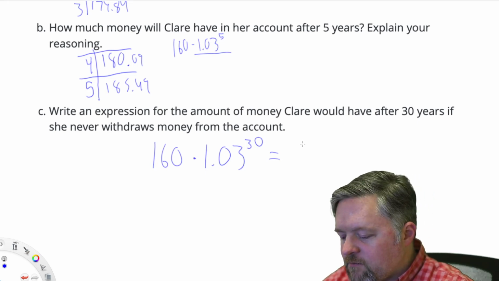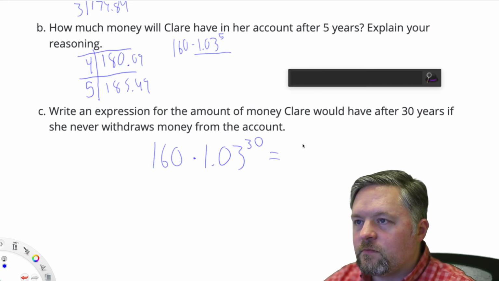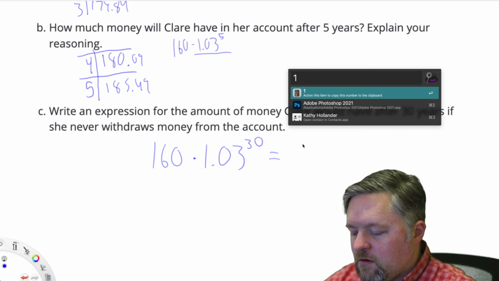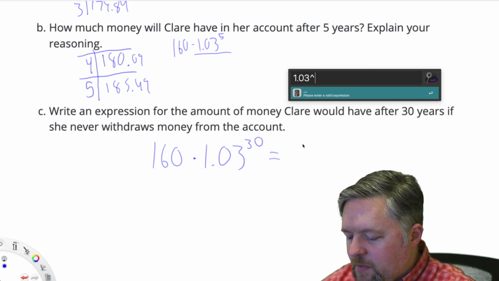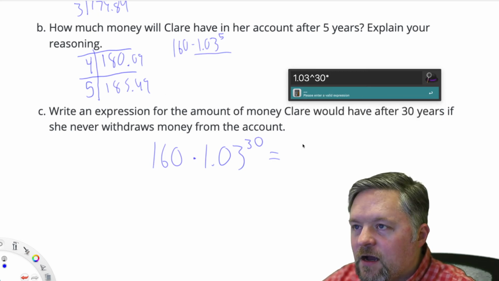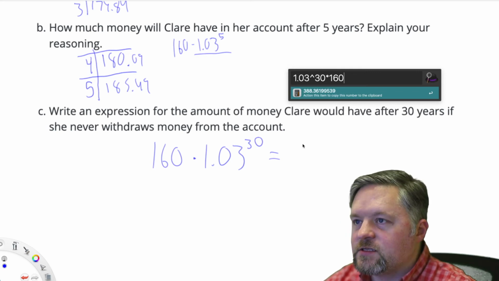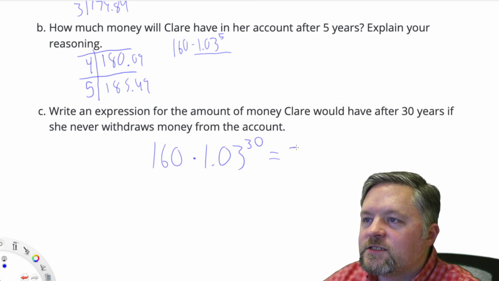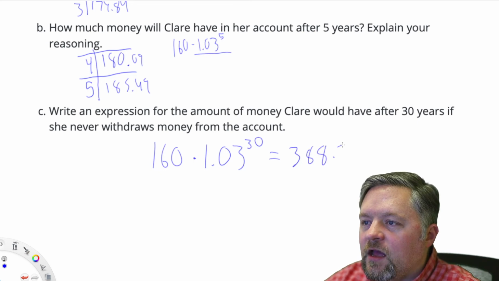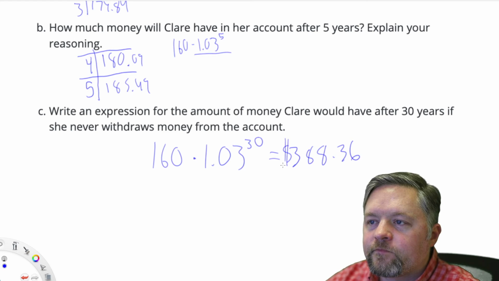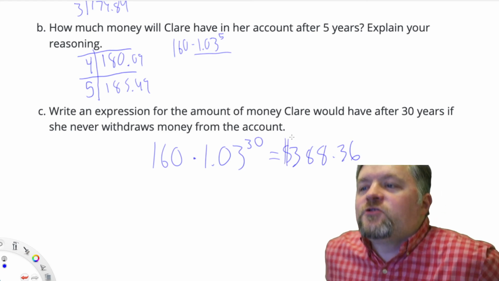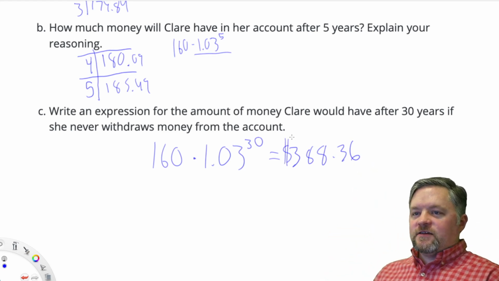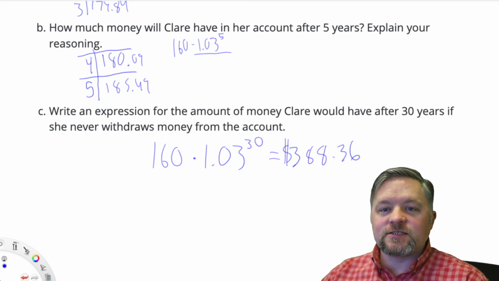Did I type that in wrong? 1.03 to the power of 30 times 160. 388.36. That's not too bad. 30 years, they've over doubled their money just by not spending it.